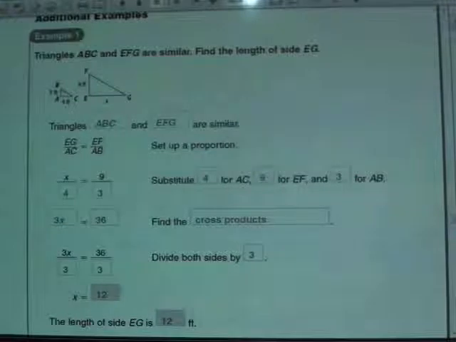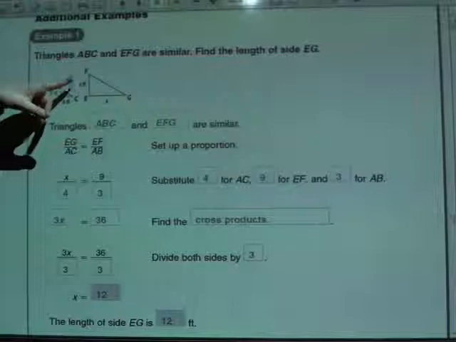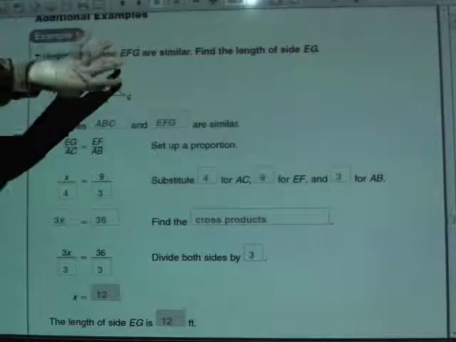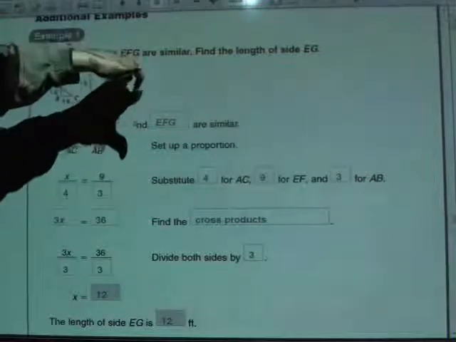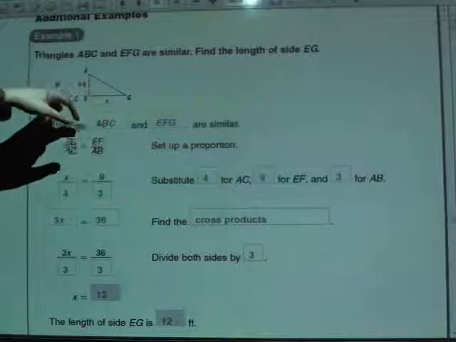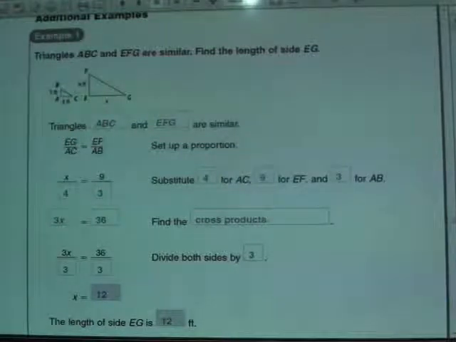But if we don't have them oriented the same way, you would want to take some time and redraw. Notice these are both oriented the same way. For instance, this right angle is at the lower left of the drawing. But if this triangle was turned around, such that the right angle was maybe up here, I would turn the drawing around and redraw it, such that it's the same as this one. Okay, so we're trying to find the length of side EG that's marked with an X here.